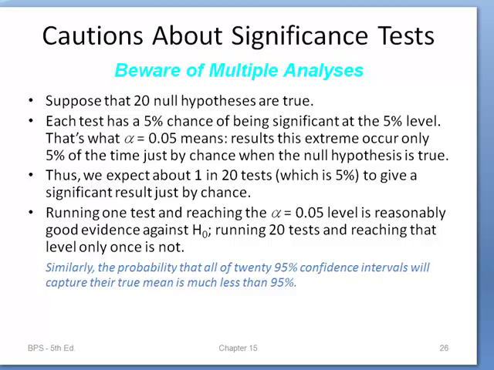So we would expect 1 out of 20 tests to give us a significant result just by chance, because 1 in 20 is 5%, or the alpha of 0.05. Now, running one test and reaching the alpha 0.05 level is reasonably good evidence against the null. If I ran 20 tests and reached the level only once, that's not. So we could also talk about confidence levels. The probability that all 20 95% confidence intervals will capture the true mean is much less than 95%.